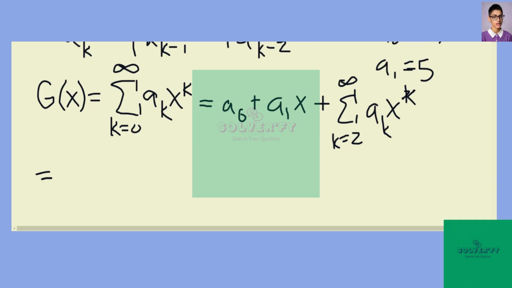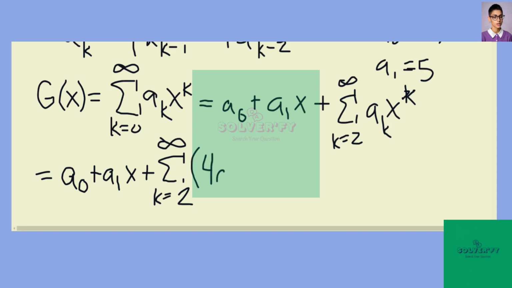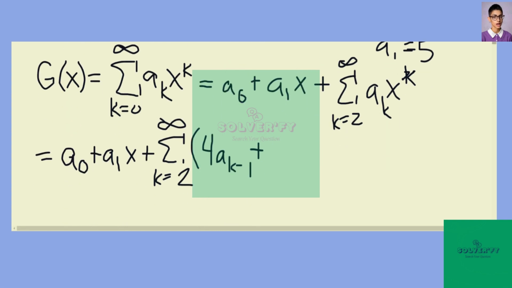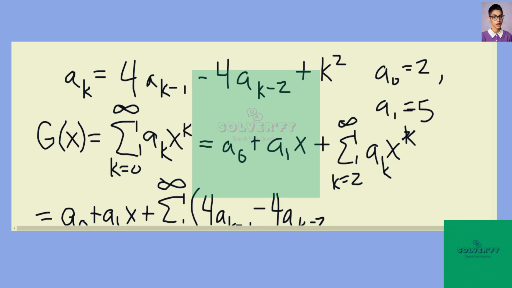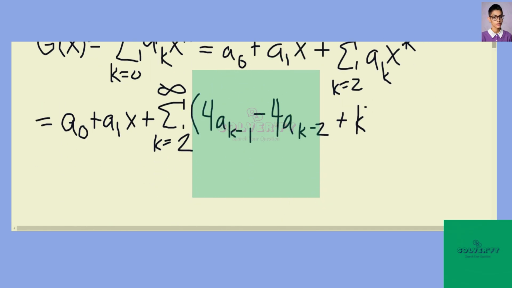And by the recurrence relation, this is equal to a_0 + a_1 x + the sum from k = 2 to infinity of (4a_{k-1} minus 4a_{k-2} plus k^2) x^k.